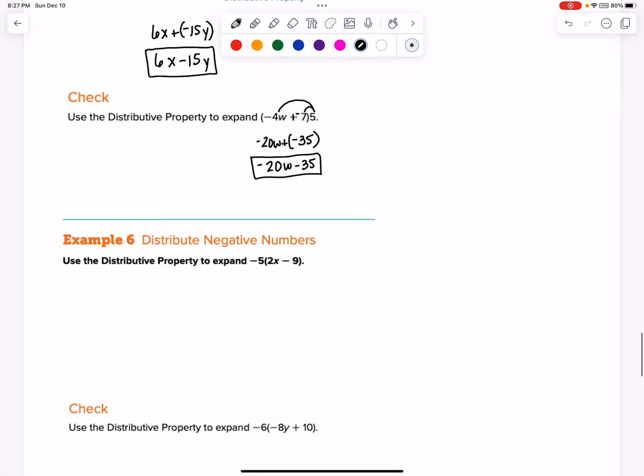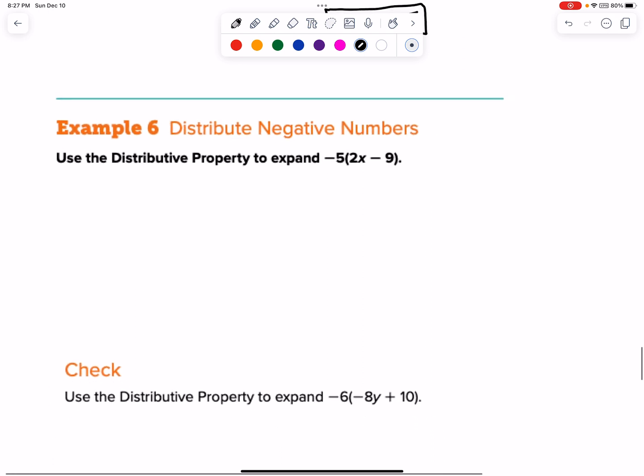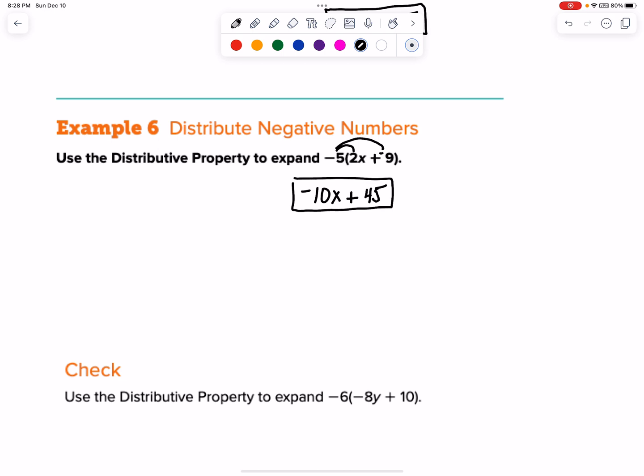Okay. All right, let's go ahead and distribute negative numbers. Same idea, you're just paying extra attention to your integer rules. So KFC, because we have the negative. Okay, and so we have negative 5 times 2 is negative 10x, plus negative 5 times a negative 9 is a positive 45. And there we go. We don't have a sign next to a sign, so you're actually good to be done. Okay, we don't have any parentheses.